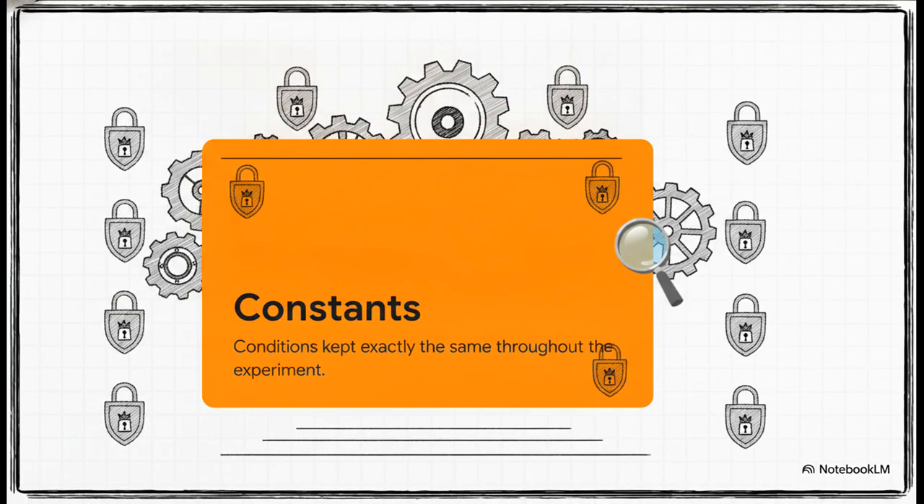And finally, we have our constants. These are the conditions that are kept exactly the same throughout the entire experiment. And listen, this brilliantly illustrates the ultimate secret to a fair test. If you don't keep everything else identical, how will you ever know if your manipulated variable caused the change, or if it was just something else entirely? Constants are basically the guardians of order in your experiment.